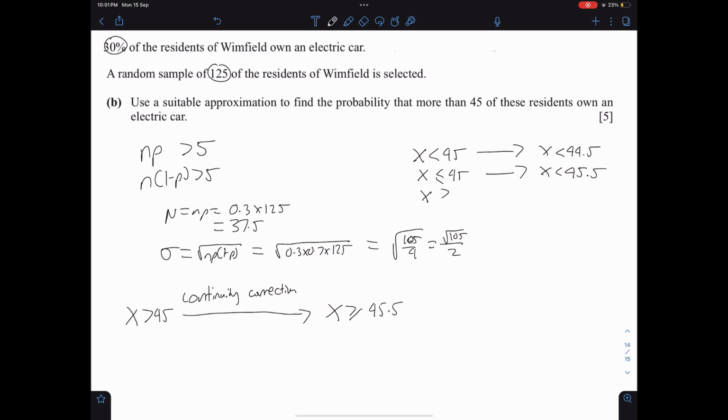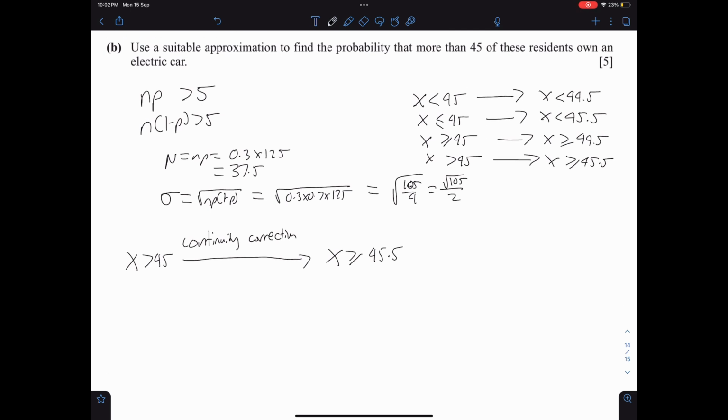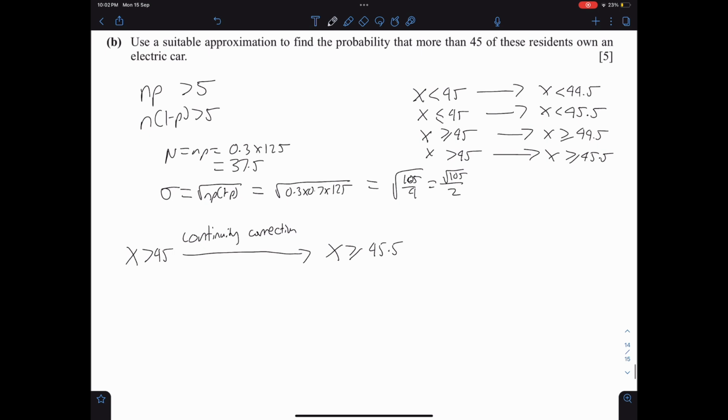And if we want x is greater or equal to 45, well, it can be 45, so we'll go back to 44.5 again. And then again, as I said before, x greater than 45 would be x is greater or equal to 45.5. And remember, the greater than or equal to, or strictly less or greater than, doesn't matter because it's continuous, but I like to be a bit pedantic about that. So now we've done that continuity correction, so we do a z.